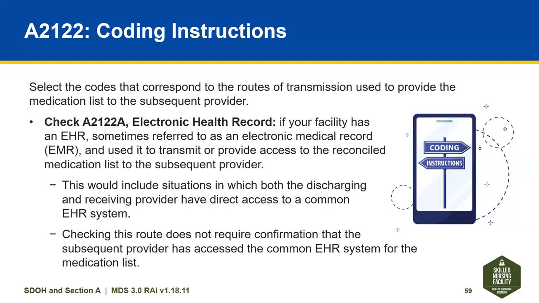And here are the coding instructions. You will check A2122A, electronic health record, if the facility has an electronic health record or electronic medical record, and use it to transmit or provide access to the reconciled medication list to the subsequent provider. This includes situations where there's a shared EHR that both the facility and subsequent provider can access. Of note, checking this route doesn't require that there's confirmation from the subsequent provider that they accessed the common EHR to obtain the medication list.